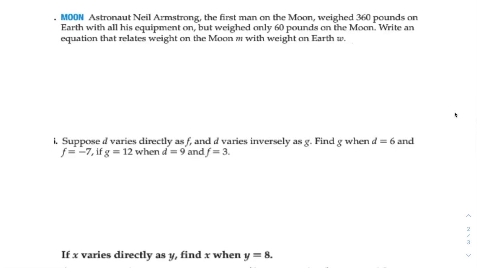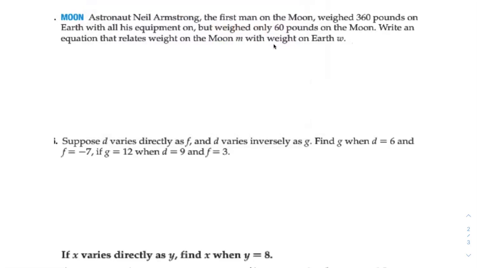Astronaut Neil Armstrong, the first man on the moon, weighed 360 pounds on Earth, with all his equipment on. I was about to say, I've seen the movie, he's not that big. But he weighed only 60 pounds on the moon. Write an equation that relates the weight on the moon with the weight on Earth.